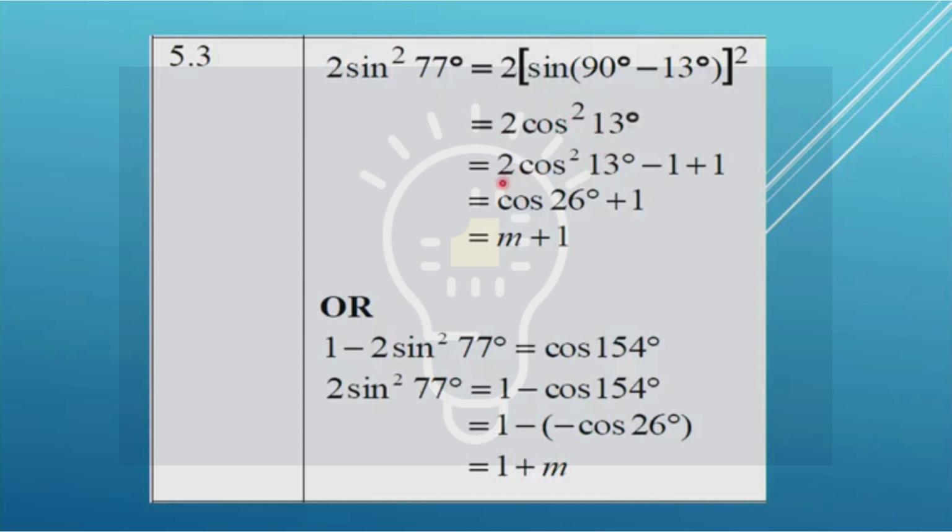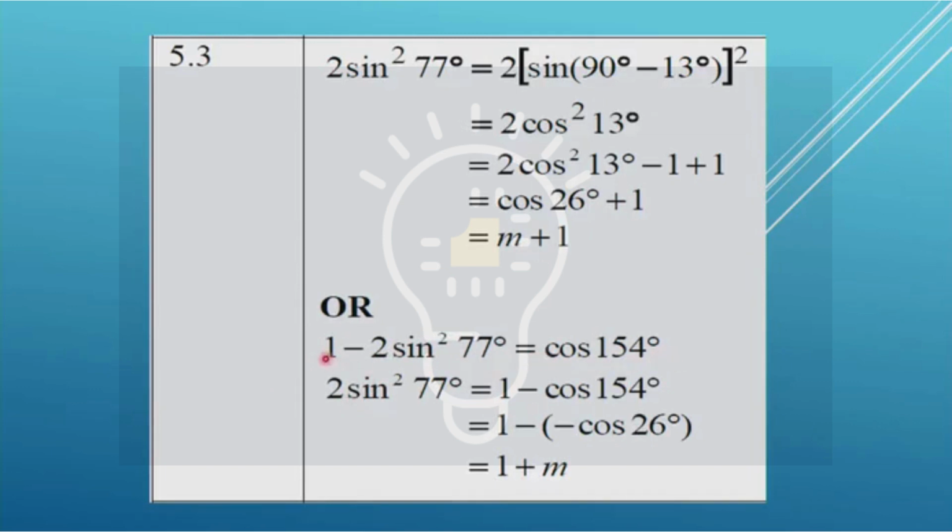So now we write that as 2 cosine squared 13 degrees minus 1 plus 1, and this will bring us to cosine 26, which we know is the value of m. They told us that, and there we have plus 1. Or we could also say 1 minus 2 sine squared 77 degrees is equal to the cosine of 154 degrees.